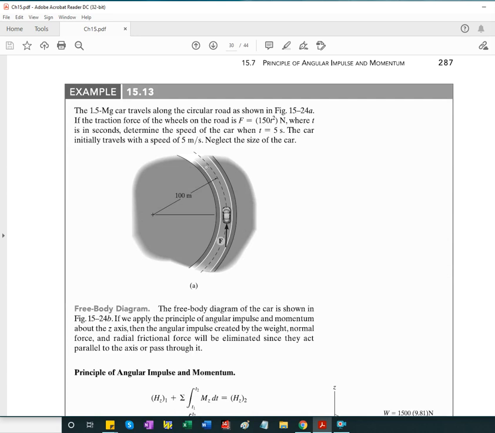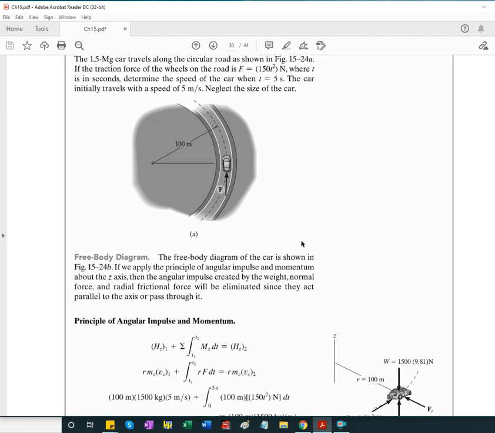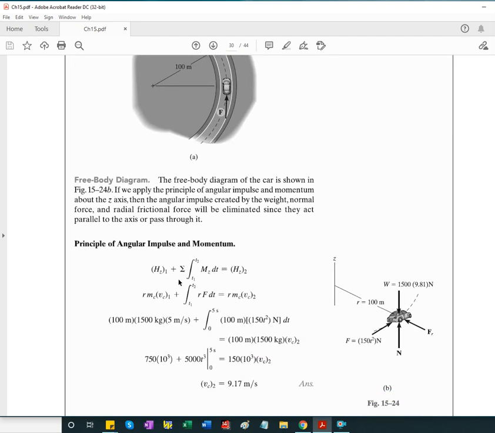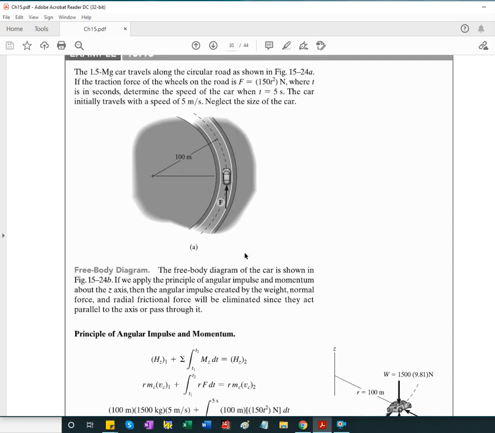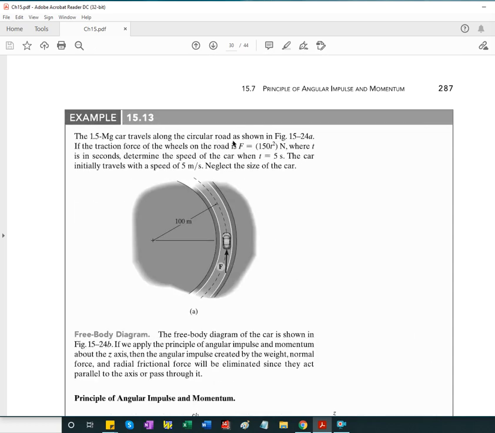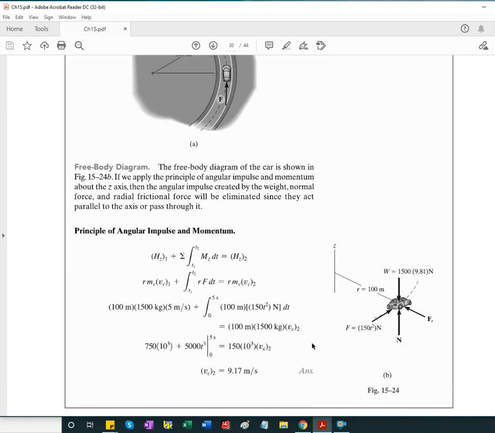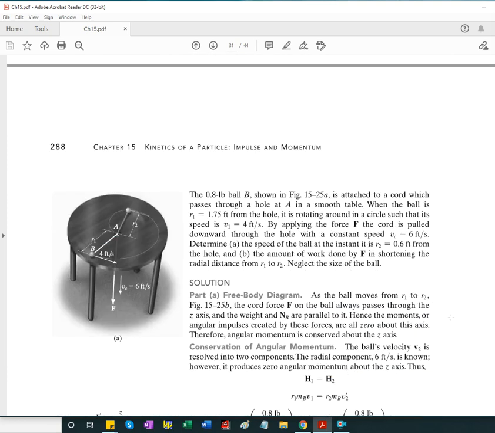So this one was an automobile moving on a circular road, and there is an angular impulse due to a force, a traction force. So we have the initial speed of the car, and we want to find it after 5 seconds when this force is acting. Okay, so yeah, this is one.